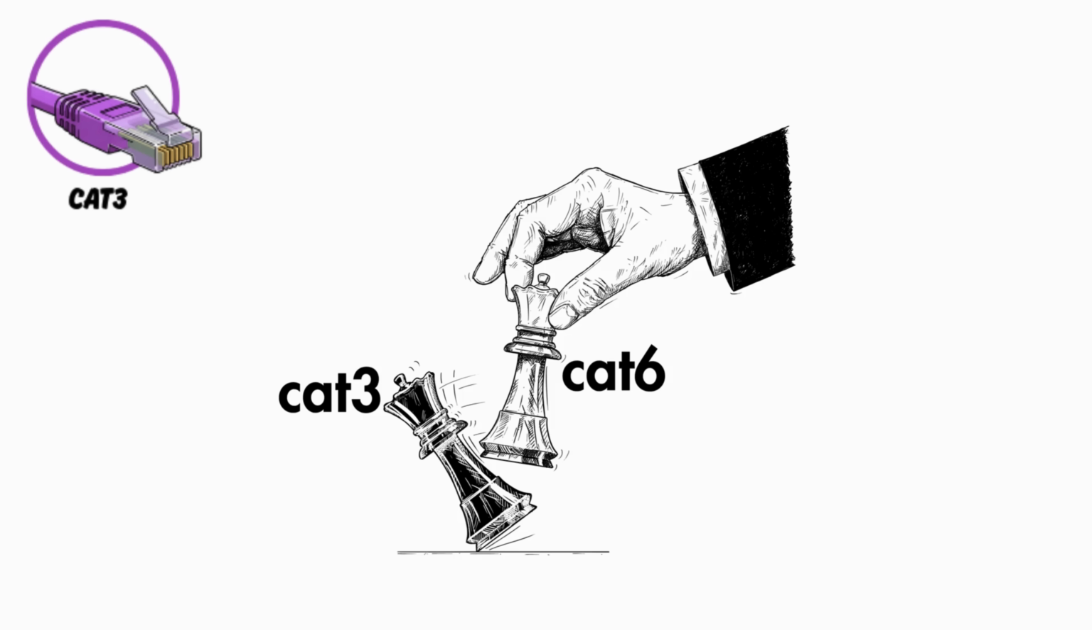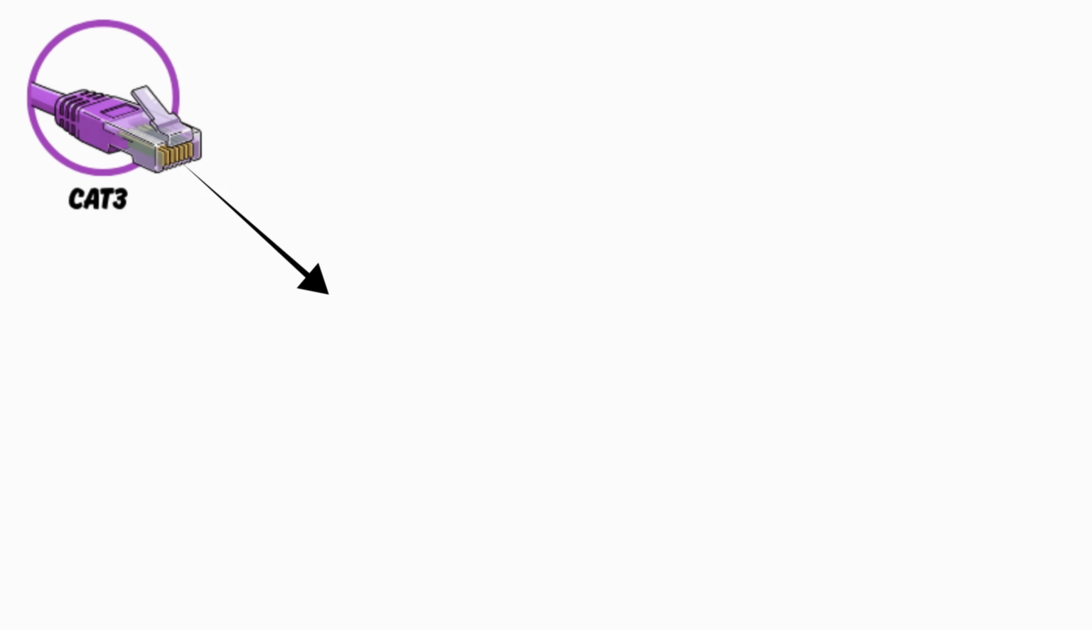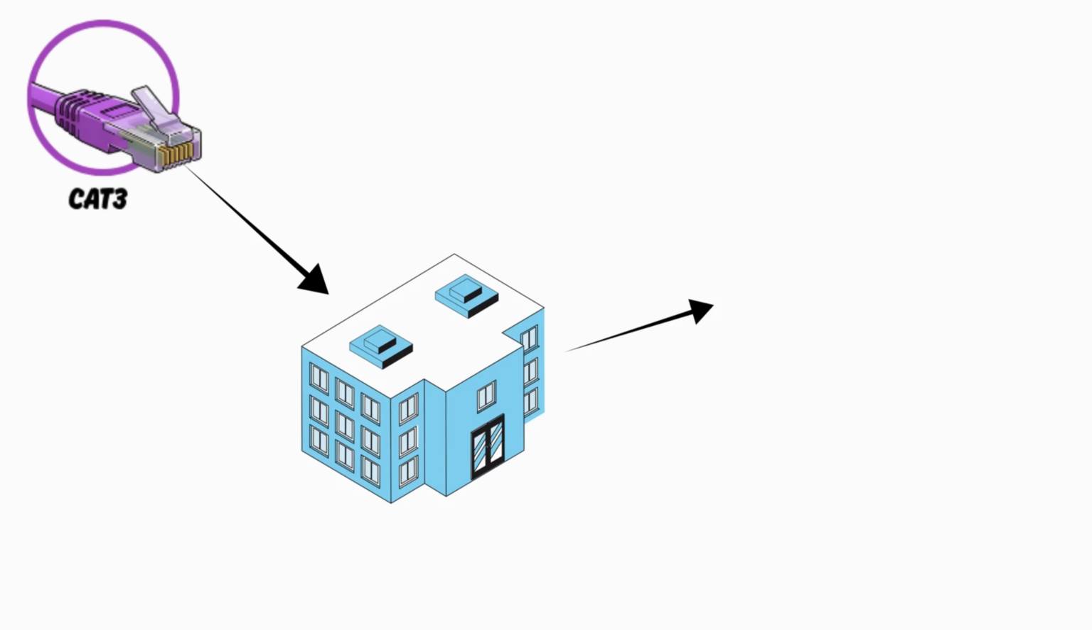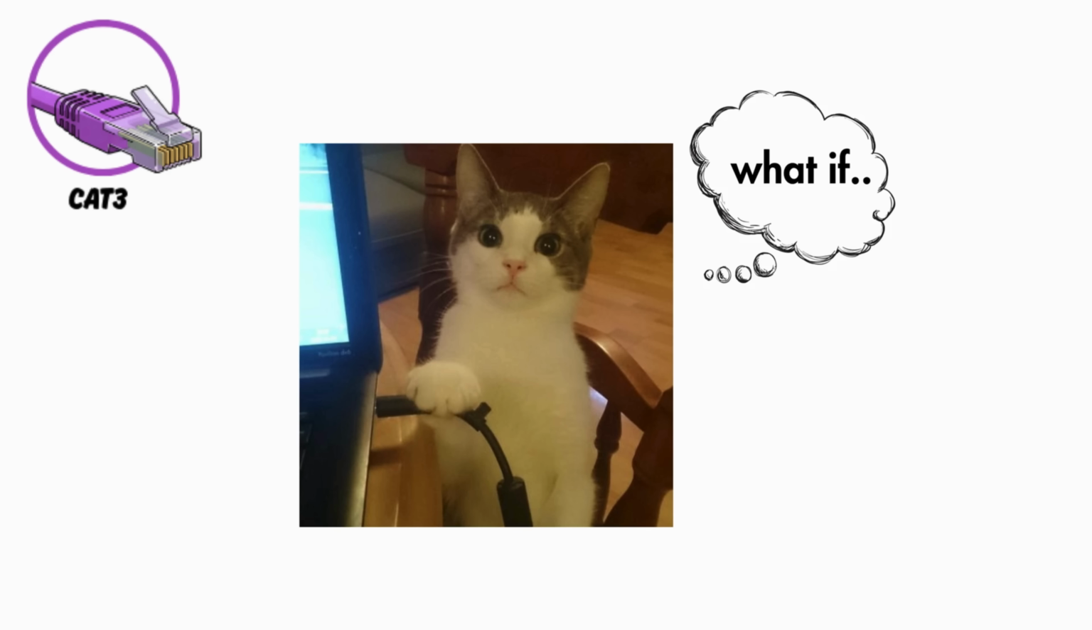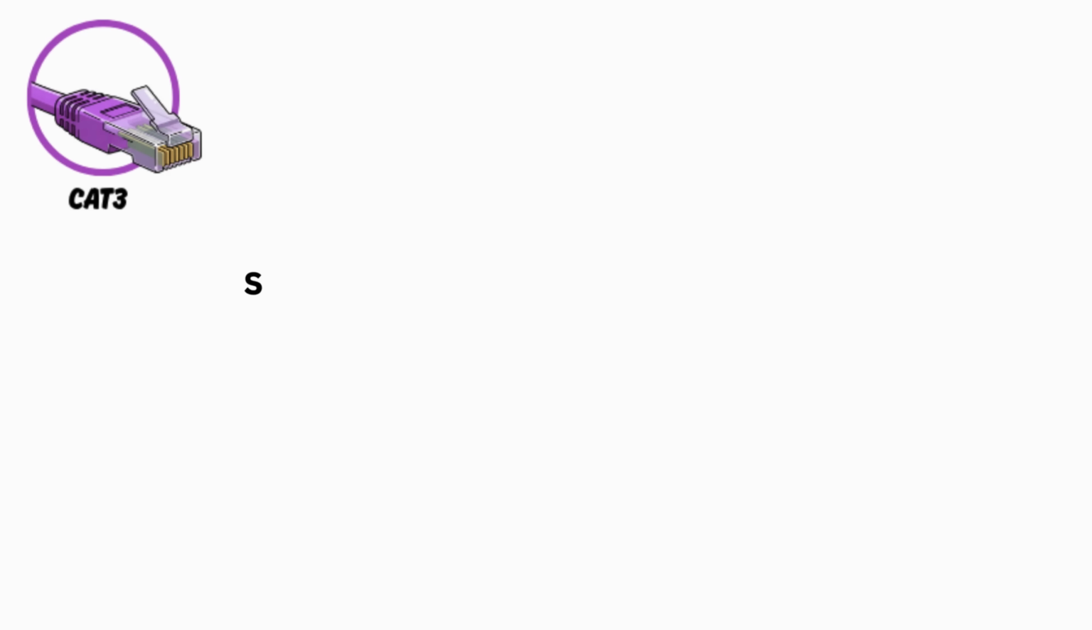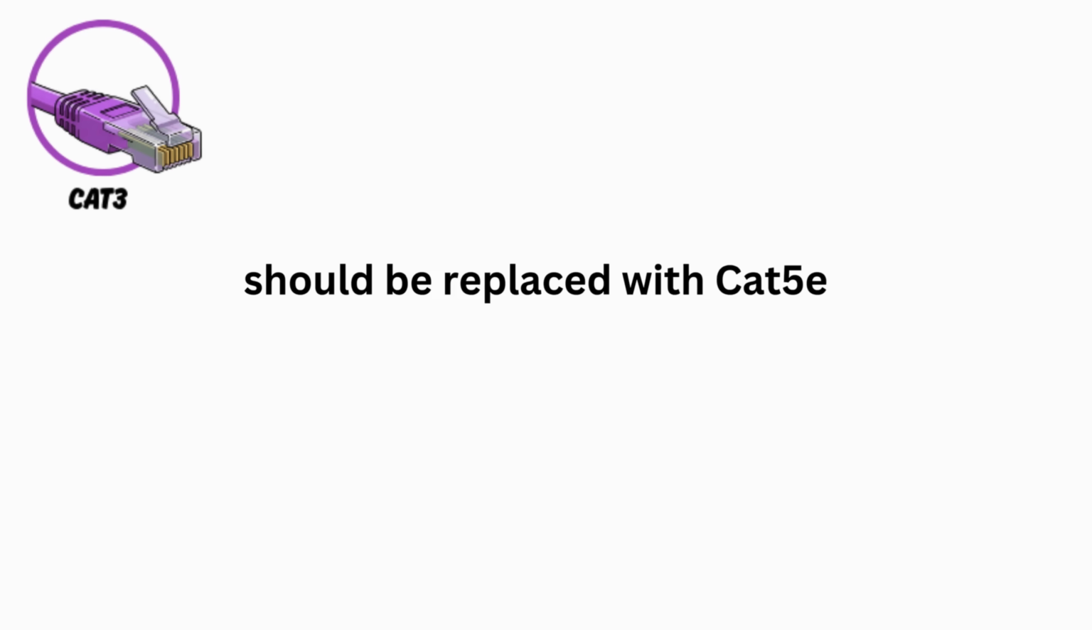Today, it's outdated for modern internet speeds and is mostly found in older buildings for voice systems or simple security devices. In short, CAT 3 was great in its time, but it's far too slow for modern networking and should be replaced with Cat 5e or better.